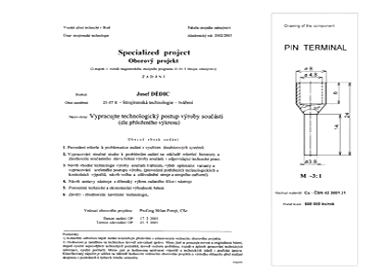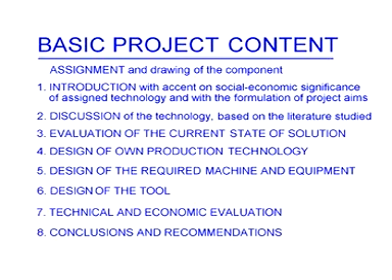What does such a project contain? Assignment and drawing of the component. Complete literary reference with abstract. Introduction. A discussion of the respective technology based on the literature studied. Evaluation of the current state of solution. Design of own production technology. Design of the required machine and equipment. Design of the tool. Technical and economic evaluation. Conclusions and recommendations.